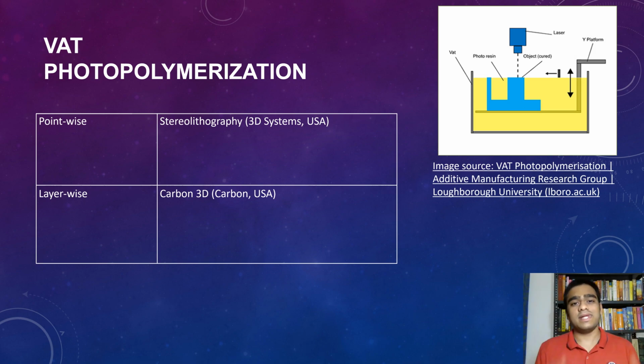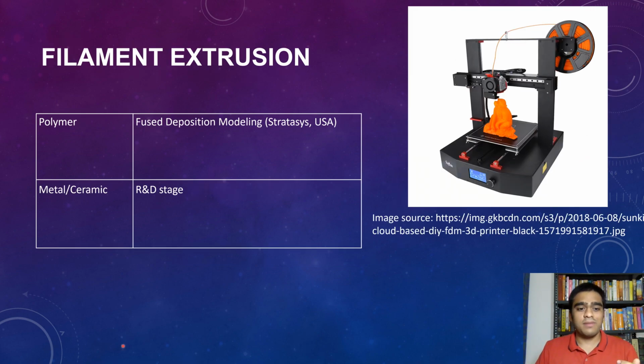In general, the material used in vat polymerization is a photocurable liquid, that is, whatever polymer you take, by the action of some light, or better, UV radiation, it turns from liquid to solid. That's how vat polymerization works. That's the major thing. And second, filament extrusion.